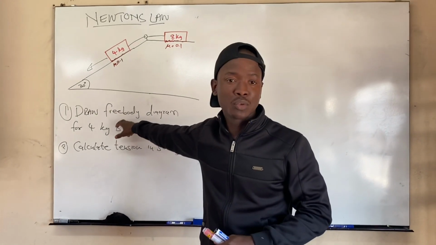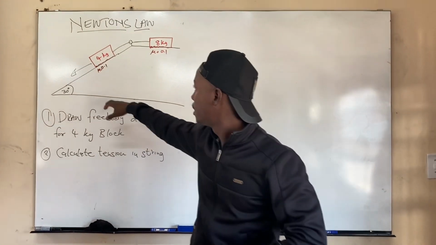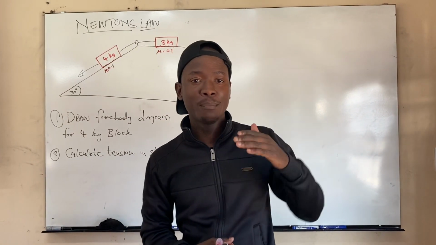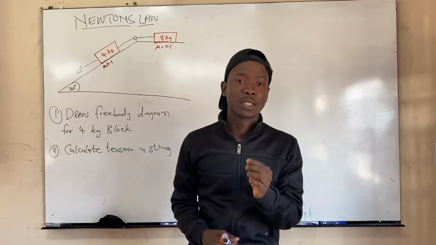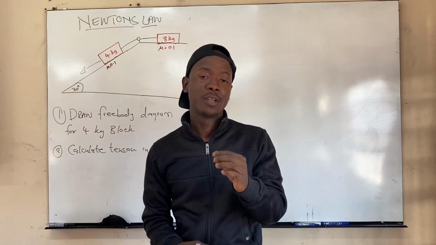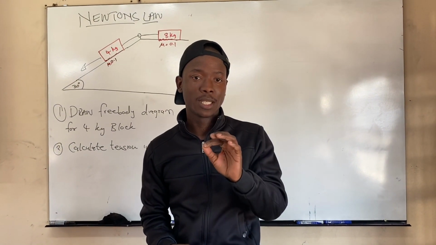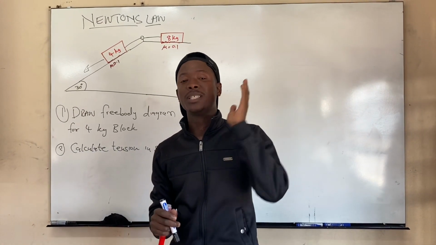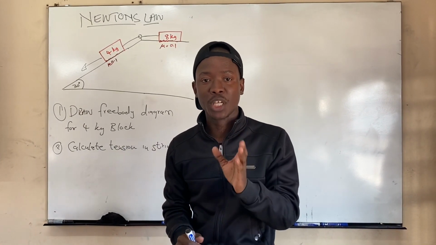Now, we just jump straight to drawing the free body diagram for the 4 kg block. When you talk about a free body diagram, you must draw it in terms of a dot. I don't want to see a block. When a free body diagram, we talk about a dot. And then we identify all the forces that act on the 4 kg block.